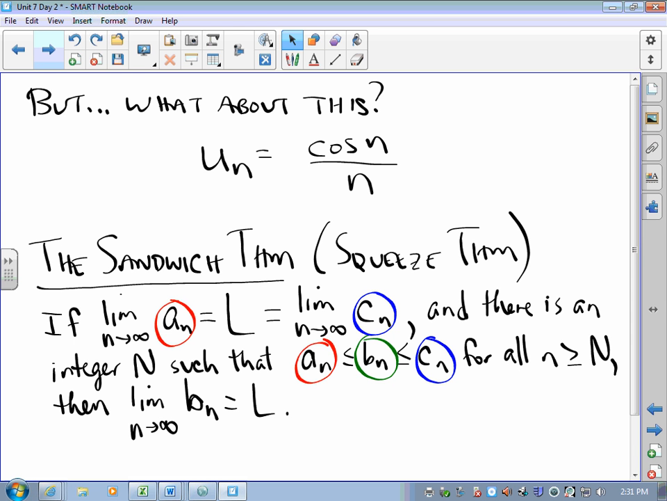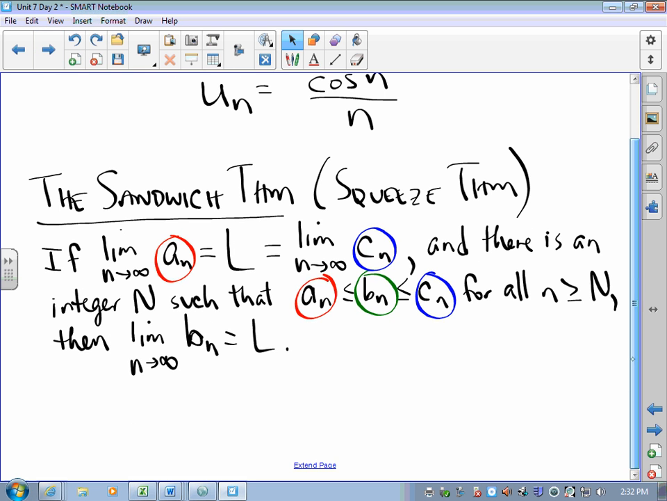What does it mean for the limit of a sub n to be L? It means that as n gets larger and larger, the a sub n terms are getting closer and closer to L. At the same time, the limit of the c sub n's is L. So the c sub n's are getting closer and closer to L. Now the b sub n's are between the a sub n's and the c sub n's. They're not going below the a sub n's, so the limit won't be less than L. They're not going above the c sub n's, so the limit won't be greater than L. And if the limit isn't smaller than L and it's not bigger than L, it's got to be L. That's the way it goes.